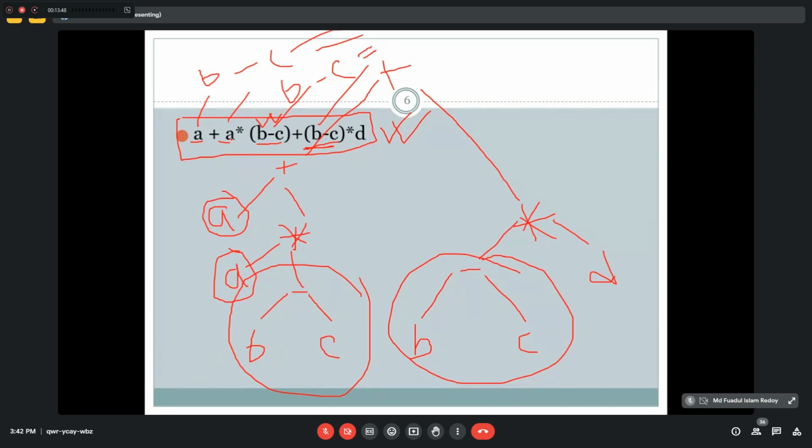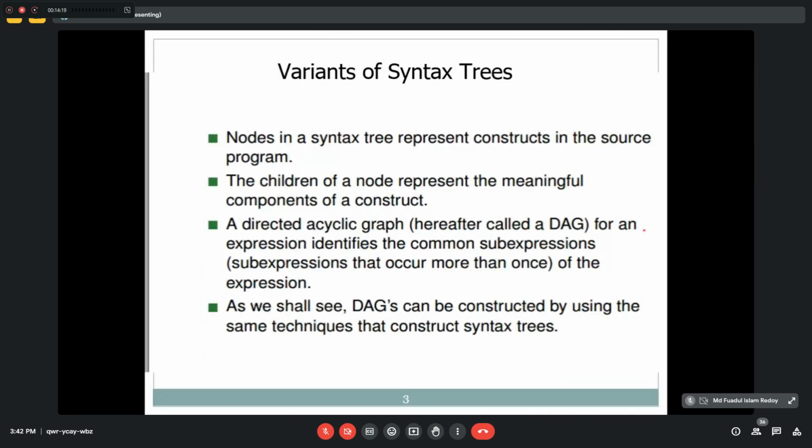So actually there is a variation of the syntax tree where this common sub expression is not repeated, and that is known as DAG, directed acyclic graph. Directed acyclic graph is mainly used to identify common sub expressions. That means whether this expression has common sub expressions or not. It has common, sir.